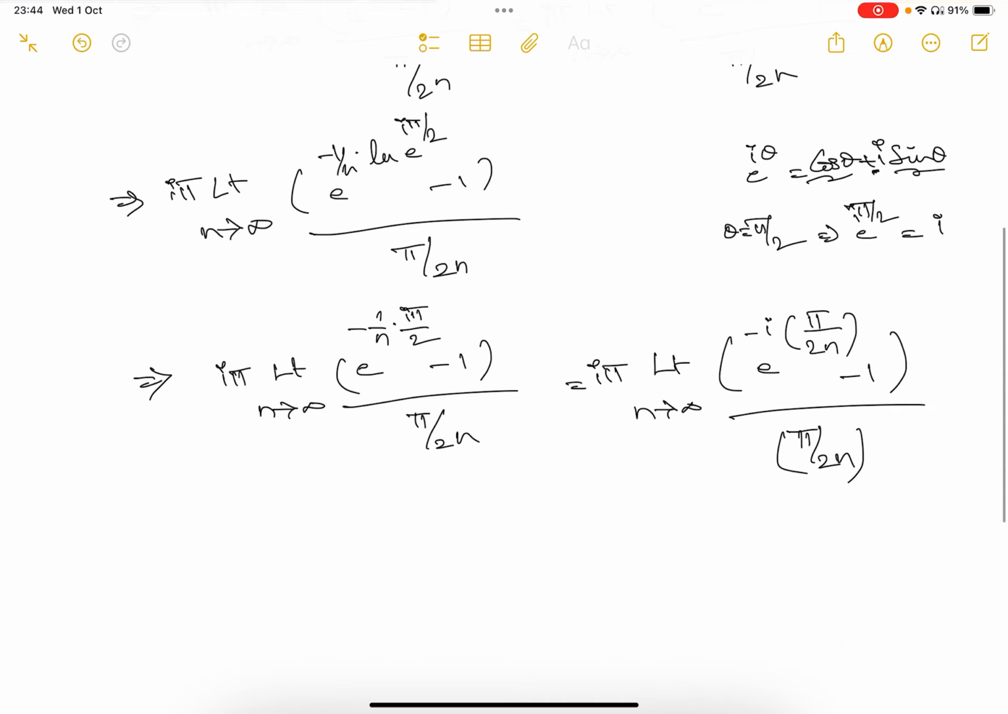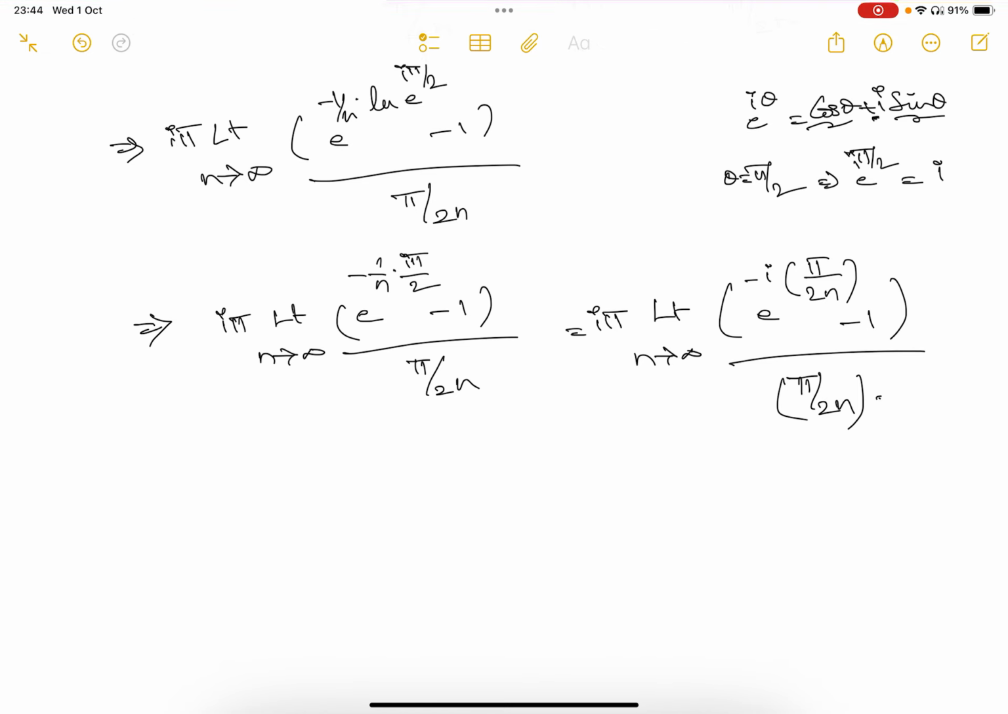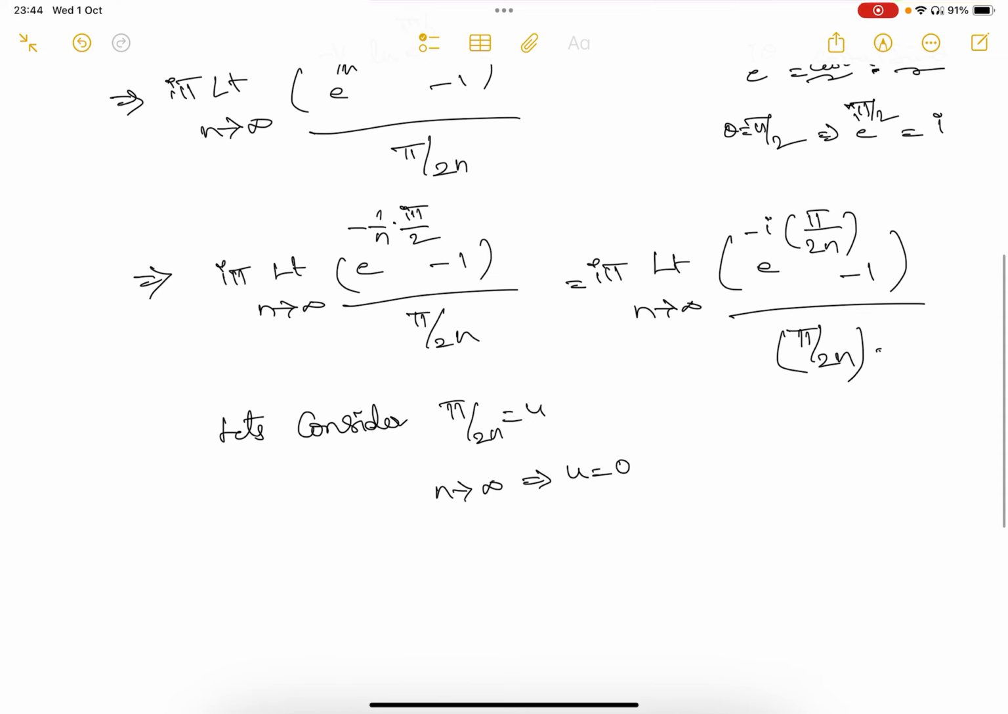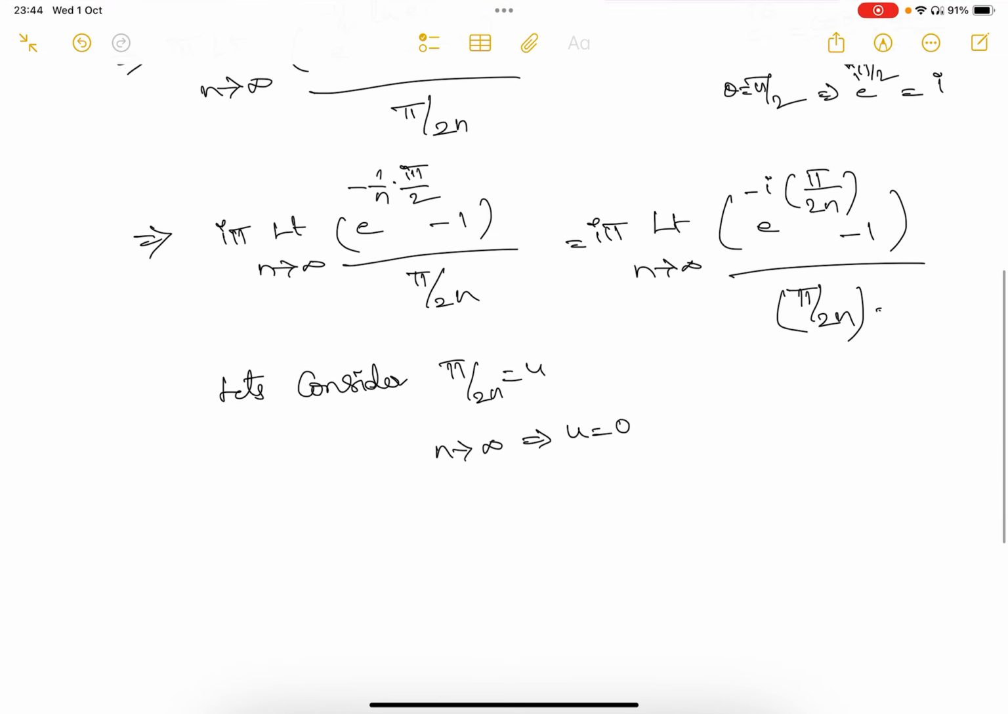Now you might have understood why we have multiplied and divided with pi, so that it will be easier to do the calculation. For now, let's consider this pi by 2n as u. Here n tends to infinity, right? Then u tends to 0, right? Then this will be i pi into limit u tends to 0 of (e^(-iu) - 1) by u.